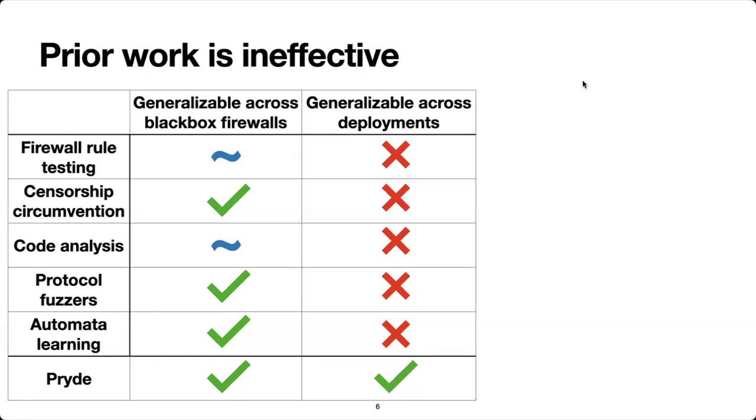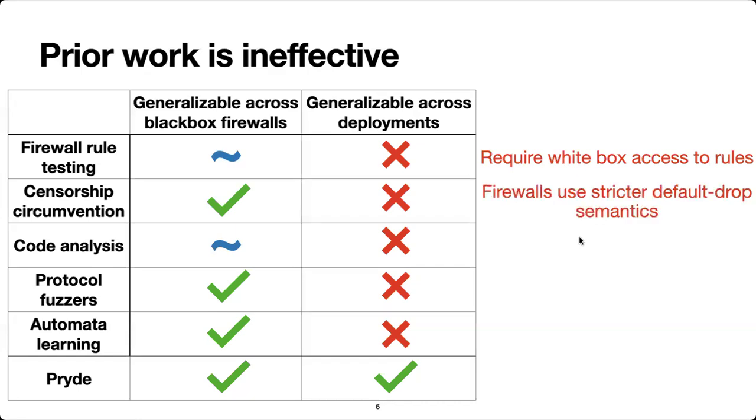So now that I've told you about challenges in finding evasion attacks, let me quickly go over why prior work is ineffective at finding these attacks. So there are works on firewall rule testing that test the rules that operators have configured in a firewall. However, they do not test the actual behavior of the firewall in response to these rules, and they obviously require white box access to look at the firewall rules. There's a whole bunch of work on censorship circumvention. However, these attacks are ineffective when generating attacks against firewalls because firewalls often use stricter default drop semantics.